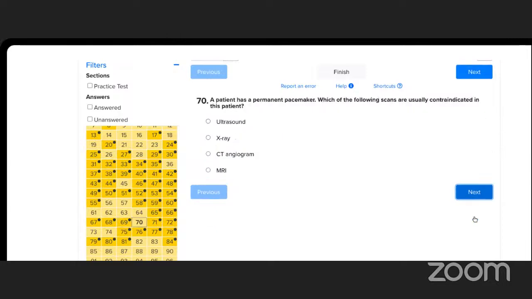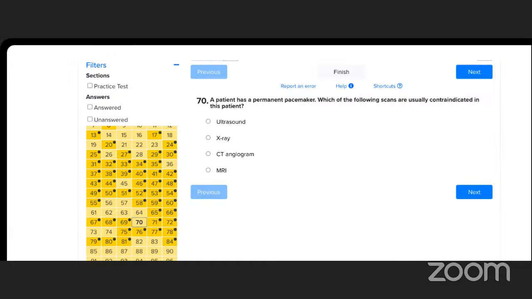I'm going to skip to 70. A patient has a permanent pacemaker. Which of the following scans is usually contraindicated? Is it ultrasound, an X-ray, CT, angiogram, or MRI? If you've been working as a nurse, say you're a new grad, they require that you do at least 2,000 clinical hours before you take the test. So if you've been working for about 2 or 3 years in nursing and you have a patient that has a pacemaker, there is an MRI screen that you have to complete for the patient.